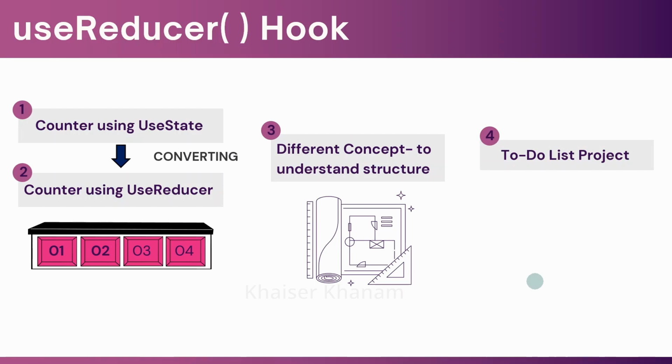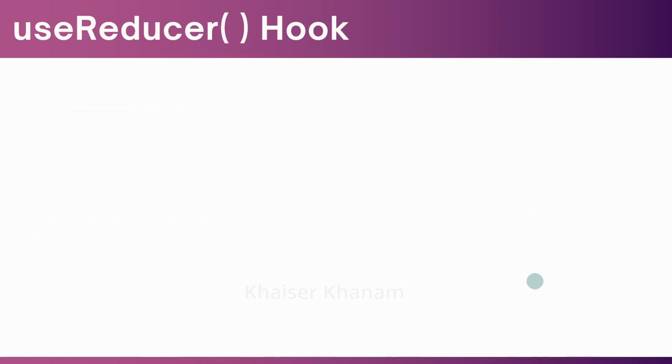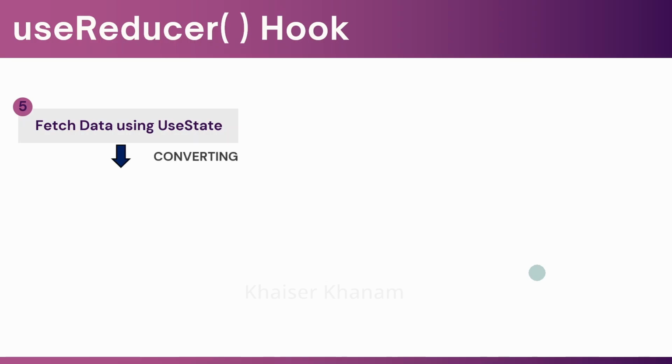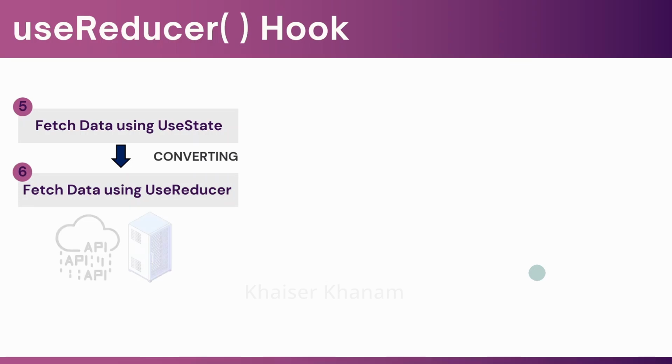Then the fourth one, we are going to create a to-do list project using which we are going to add the item, we are going to complete the task, and also we are going to delete the task. Then the fifth one, we are going to see how to fetch data using useState, and after that how to convert this project using this useReducer hook.